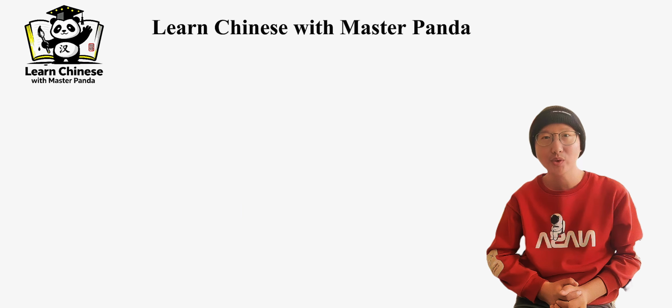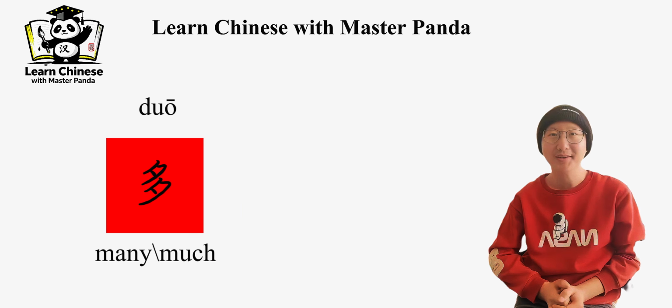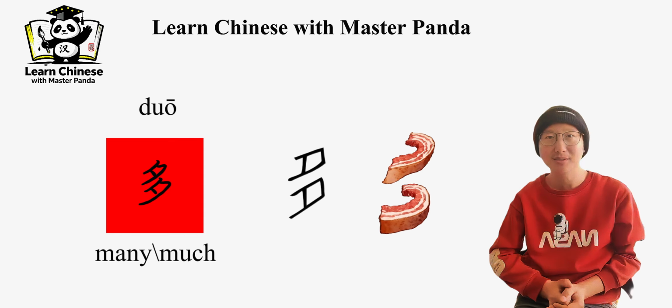The third character we're going to learn is 多, which means many. Look at the character. What do you see here? 2 of the same things stacked up. The ancient form showed 2 pieces of meat piled together. In ancient times, if you had extra meat, you had plenty. You had many things. So the character is literally a double portion, meaning many or much.